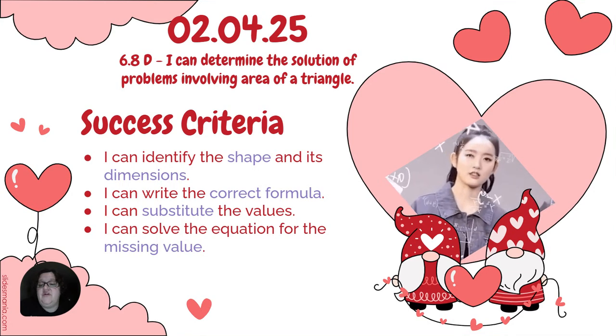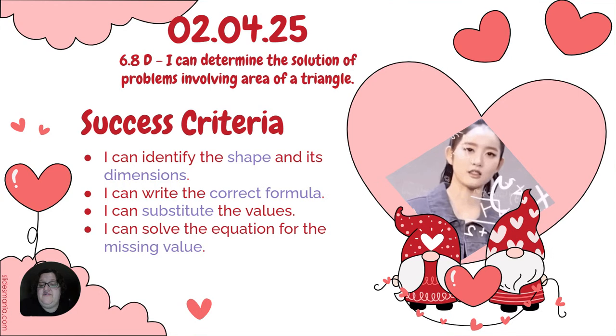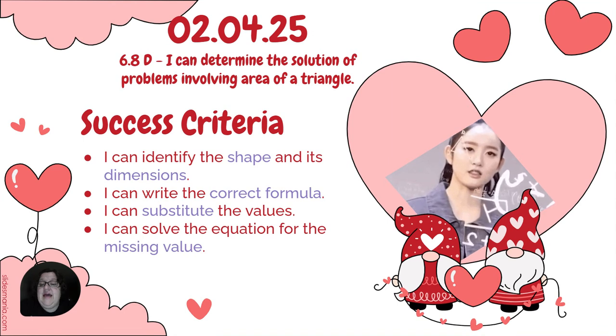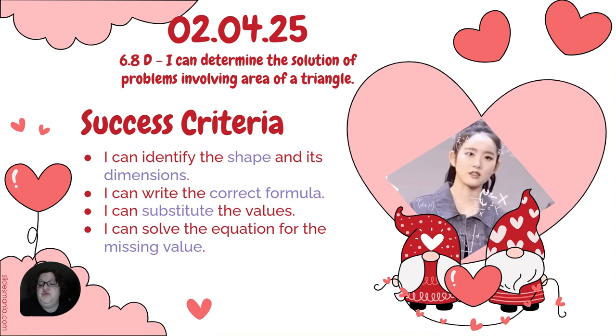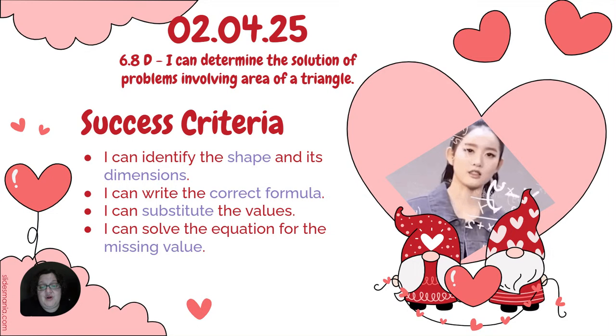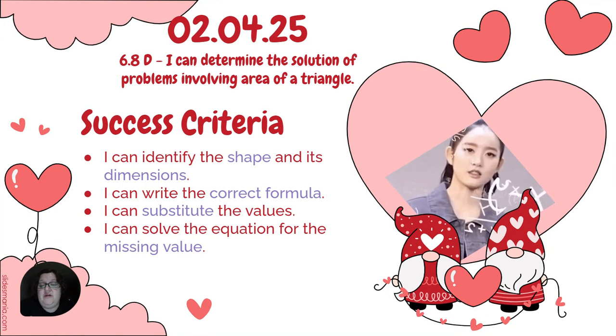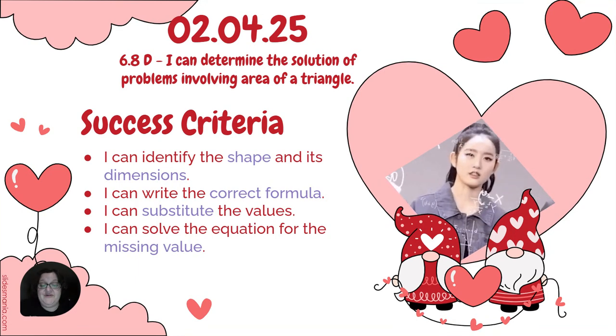So the first thing for our success criteria is we want to identify the shape and its dimensions. Now, in the case of a triangle, the dimensions are going to be base and height. Once you have those dimensions, then we're going to go ahead and write the correct formula for the area of a triangle. Then we'll be substituting those dimensions in to our formula, and then we'll solve the equation for any missing values we might have.